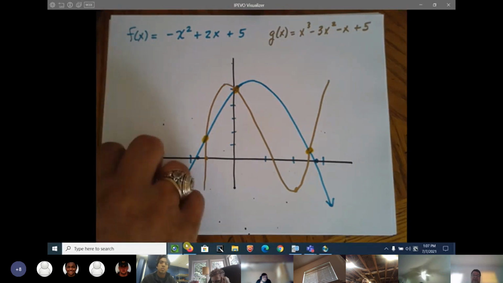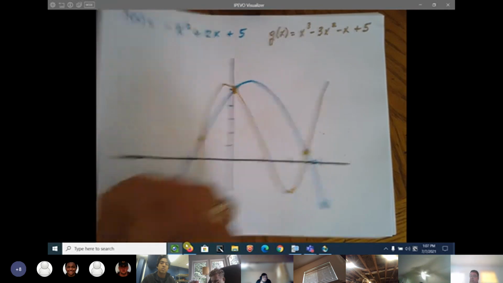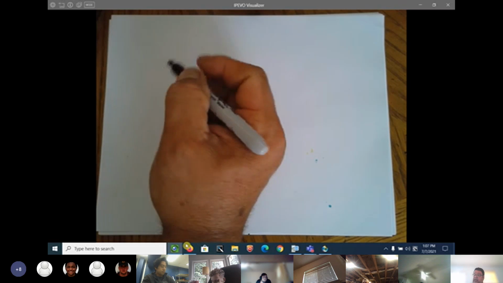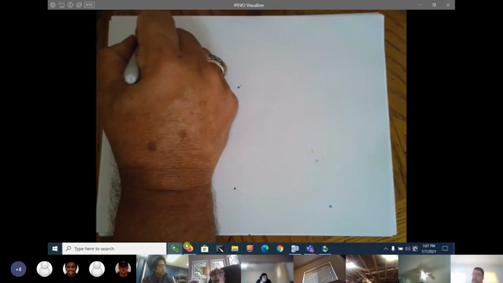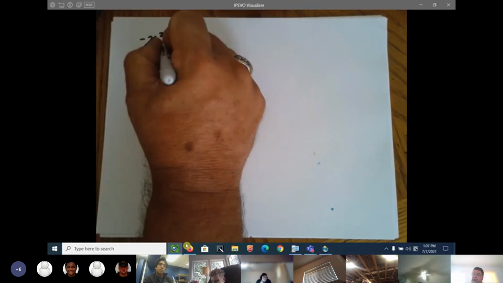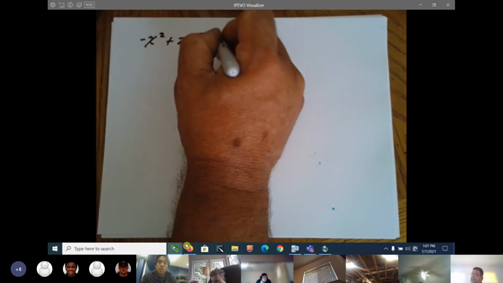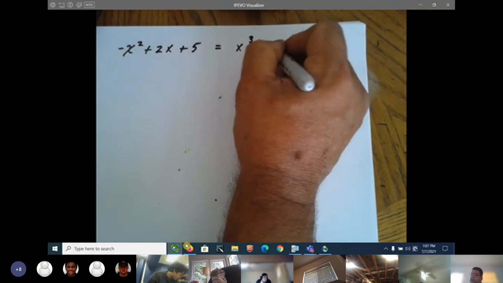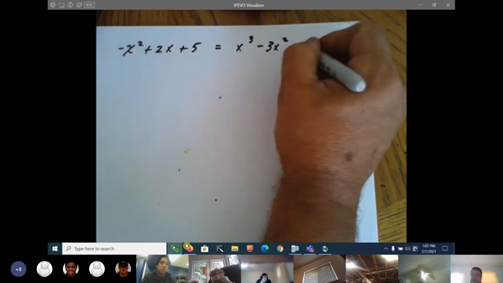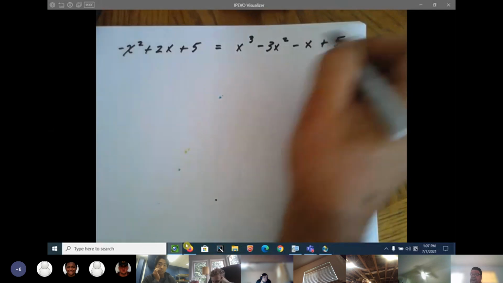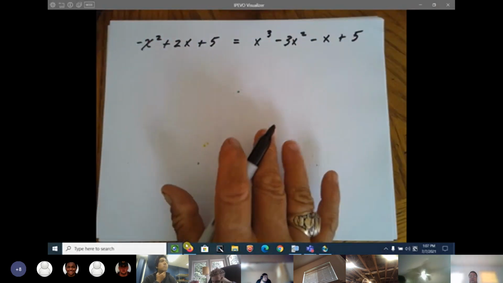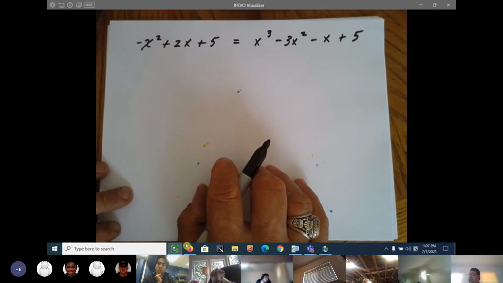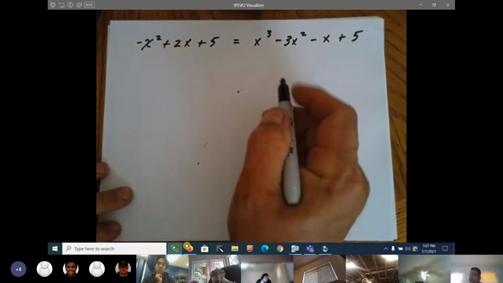Now, on a test, you would use a calculator to find them. But here we're going to do it by hand because you never know when somebody might ask you to do this on a test. Negative x squared plus 2x plus 5 is equal to x cubed minus 3x squared minus x plus 5. And since it's a cube, it's going to be a lot of algebra. So I can tell you right now that we're probably going to go to the calculator because you're going to have to use long division, and that's just too much right now.